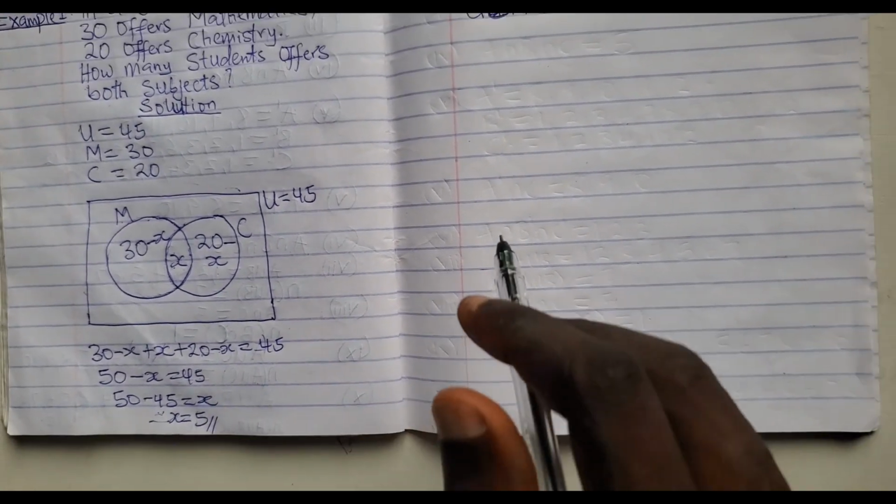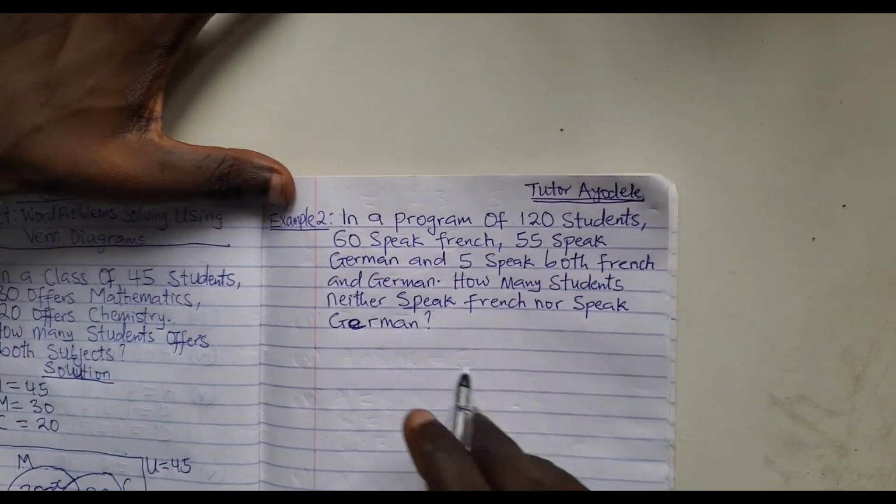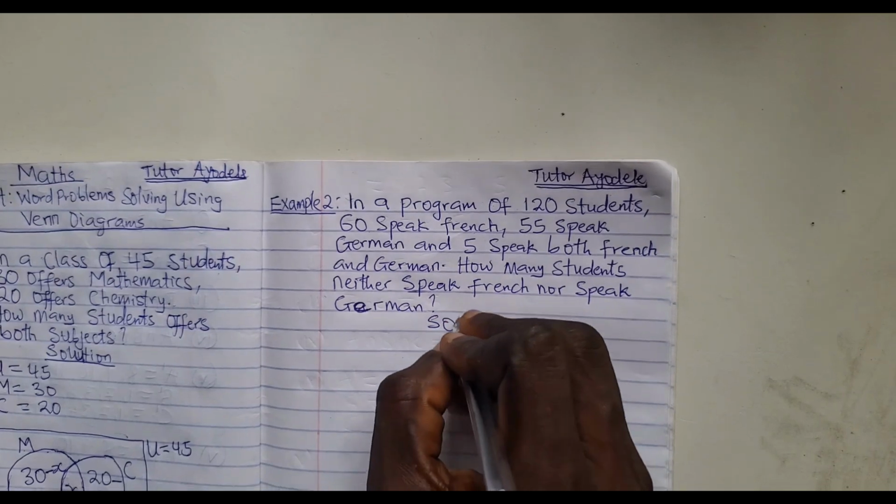Okay, that's for that. And for question number 2, let's look at question number 2. We're told that in a program of 120 students, you write your solution.